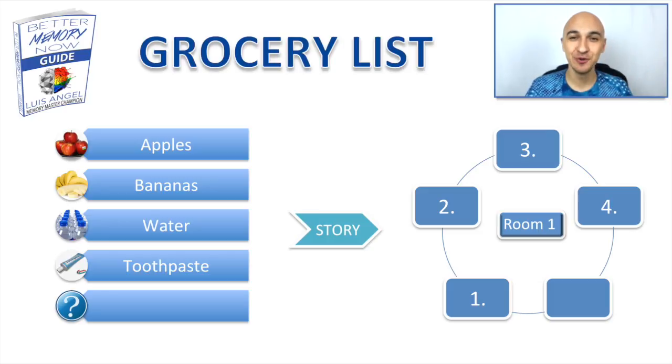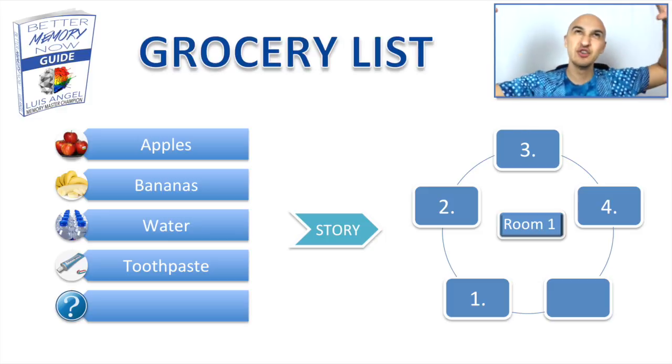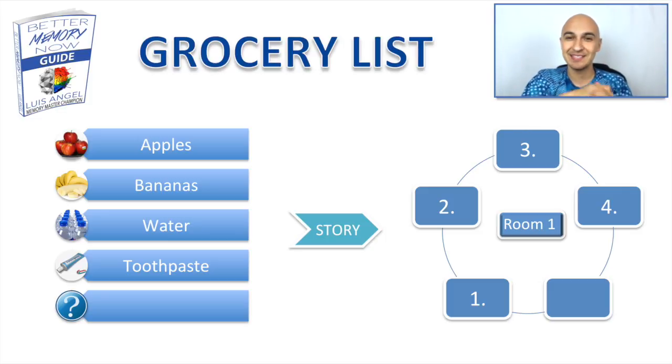Number 4 is toothpaste. Maybe I'll just picture myself squirting toothpaste all over the 4th location, which is a mirror for myself. So I'll see this huge mirror and I'm just squirting toothpaste and making funny characters on the mirror.